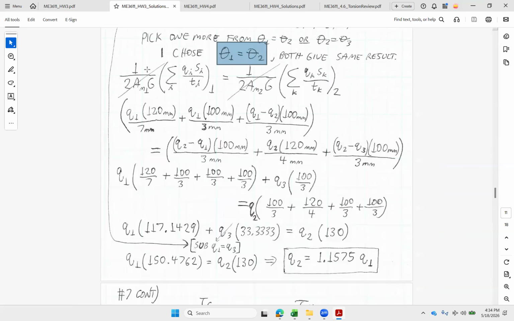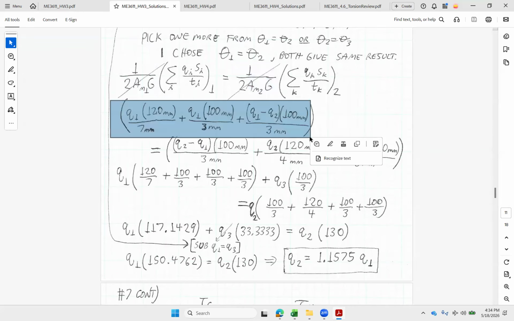So we again do those loops. The half, the median area, and the G cancel off. So we're just looking at the QS over T summation.